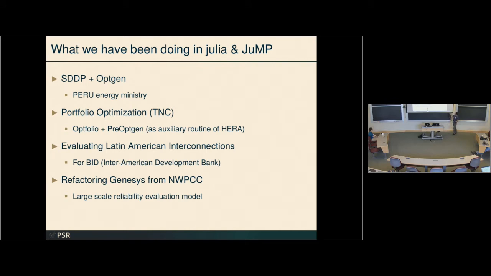And currently we have 2 more works we have been working on. One of them is evaluating Latin America interconnection, which is a project for the Inter-American Development Bank. And the second one, we are refactoring some large-scale reliability model from NWPCC, which is an agency that takes care of the Columbia River Basin. We are working towards a new model, and everything should be in Julia. And all the commitment models will be solved and built with Jump.